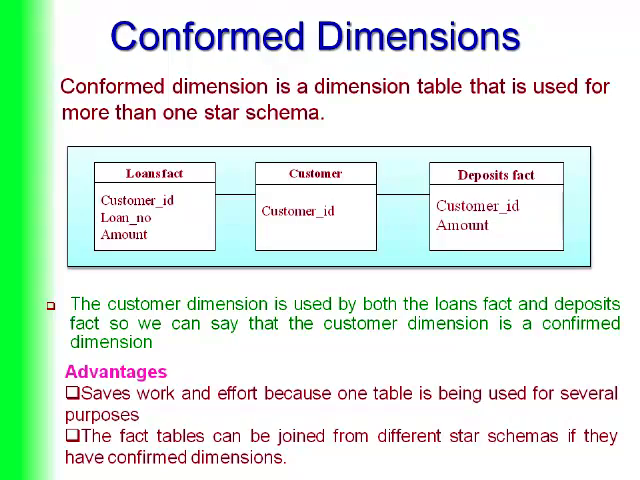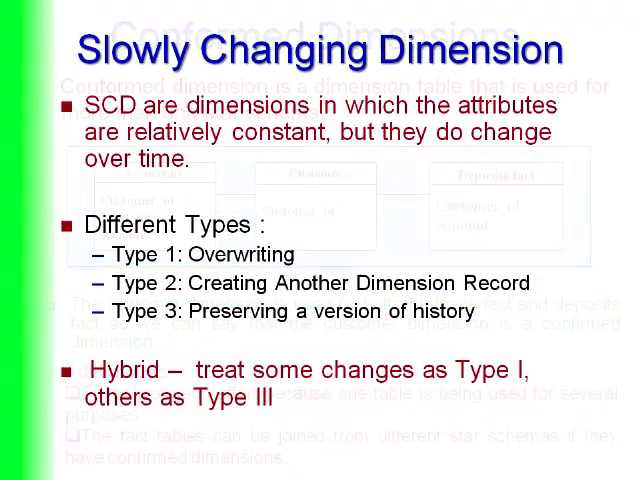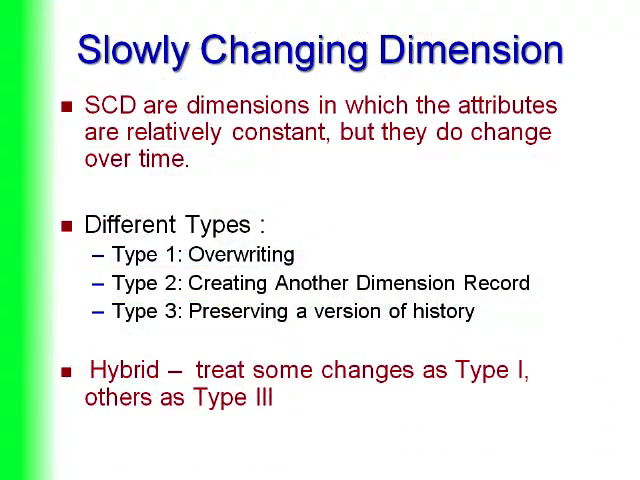Then the next type of dimension is a slowly changing dimension. In slowly changing dimension, the attributes are relatively constant, but they do change over time. That means dimensional attributes in this category change over time. So we need to capture these changing realities as a history. Therefore, it requires special design techniques to keep it single valued for each fact row while still retaining history.